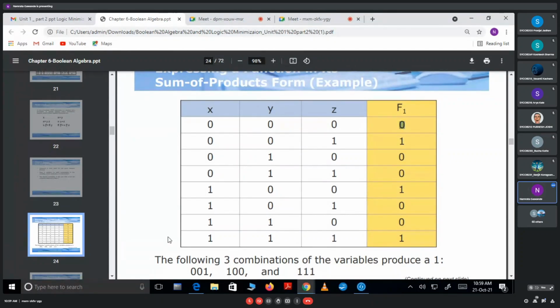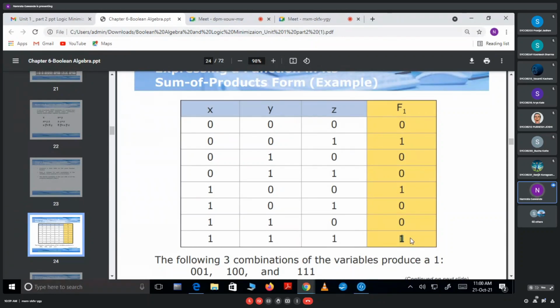Okay. Now, what you can see at the last, the following three combinations of the variable produce a 1. Which three combinations produce a 1? This combination is producing 1 as a result. This combination is also producing a 1, right? And this combination is also producing a 1, right? Except these three, all other combinations are producing zeros, right?